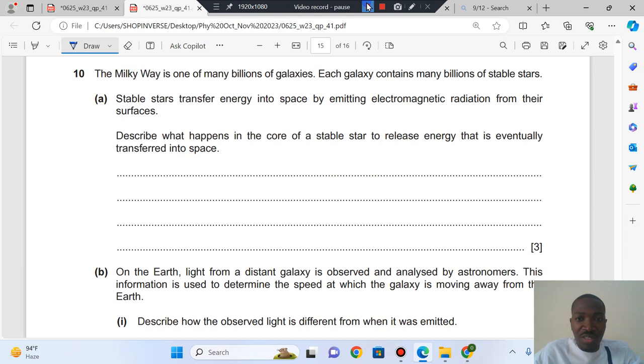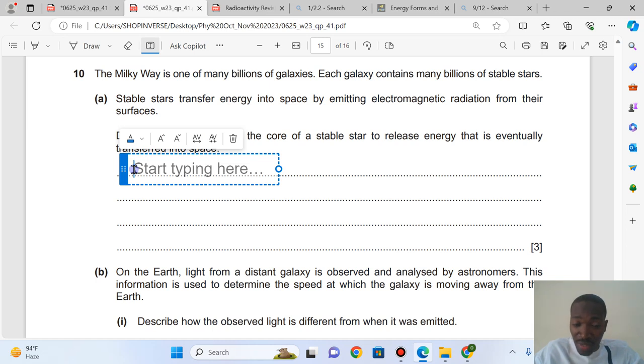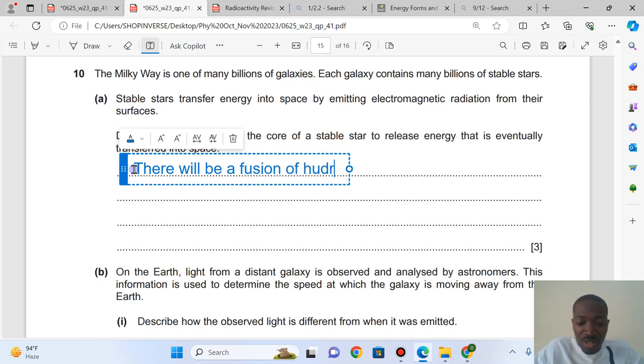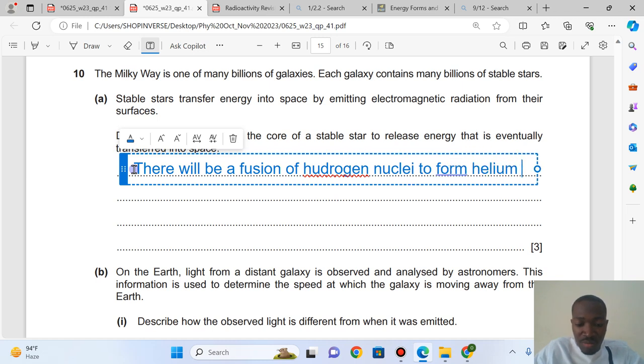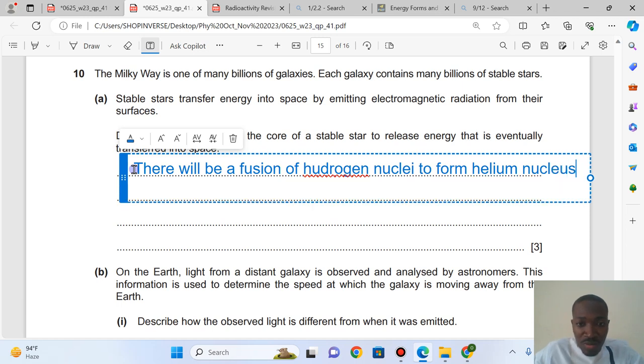What happens in the core of a stable star? That is the fusion of hydrogen nuclei. There will be a fusion of hydrogen nuclei to form a helium nucleus. Hydrogen nuclei fuse to form a helium nucleus.